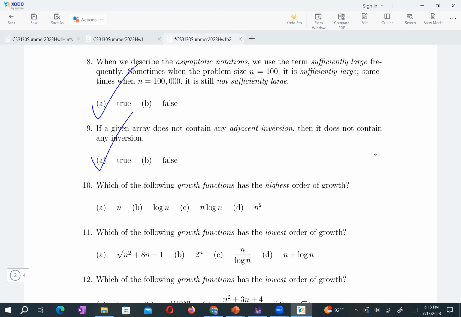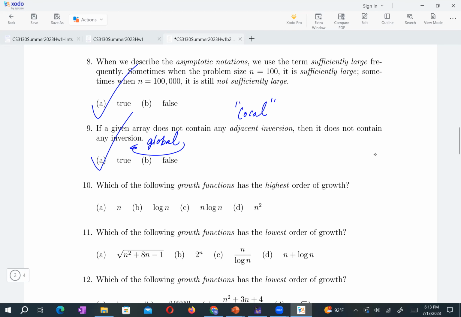If a given array does not contain any adjacent inversion, then it does not contain any inversion. Inversion here, we talk about global inversion. Then by logic, some students base it on the logic here: adjacent means local inversion, right? Here, there is no local inversion.